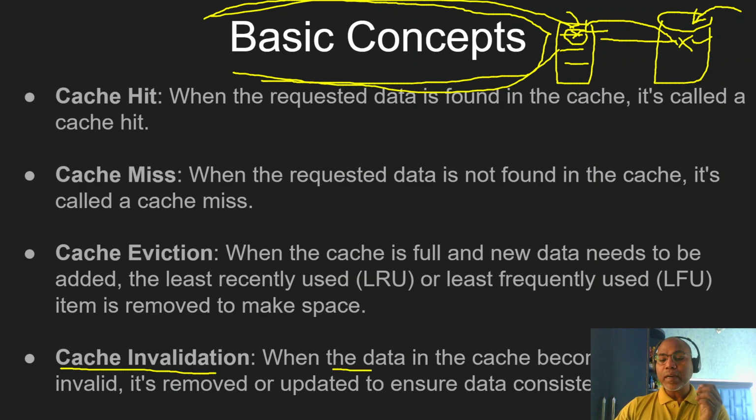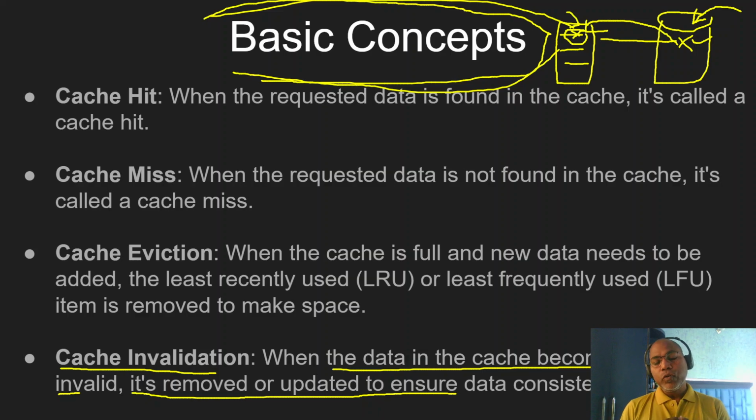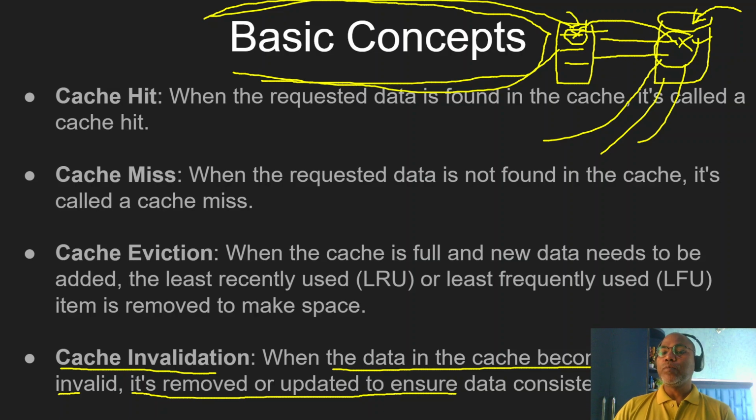So when the data in the cache becomes outdated or invalid, it is removed or updated from the original source, which ensures data consistency, meaning the cache server must always have the actual data. The original source data may be modified, updated or changed by a user. So when the particular source data changes, at that time we have to remove the old entry and add the new entry, or update the old entry.